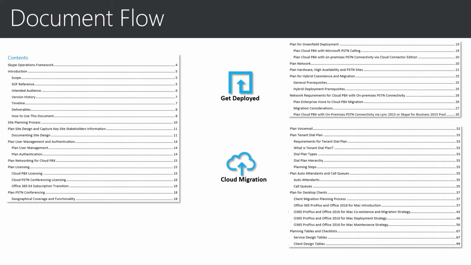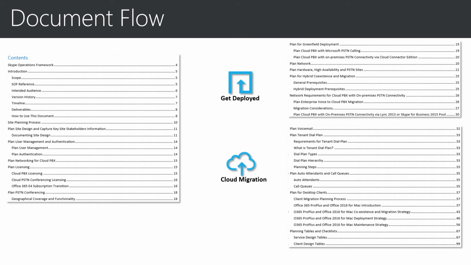The consolidated design document is split up into a few different sections. The introduction, covering targeted readers, objectives, and a guideline on how this document should be used. The site planning process, covering all the areas where decisions need to be made. And finally, planning tables and checklists that you will be guided to capture these decisions into. You will need to refer back to these tables during the deployment of the designed solution.